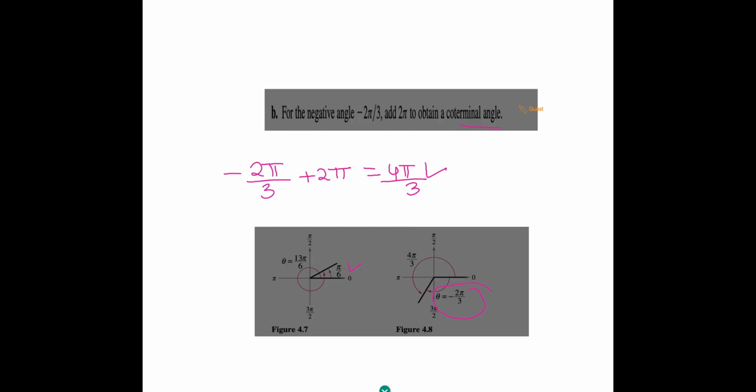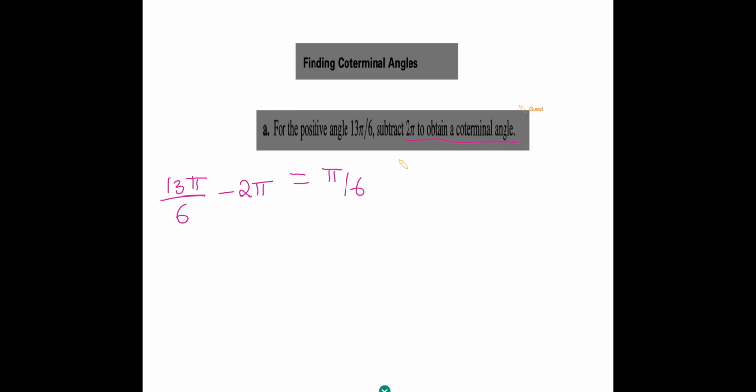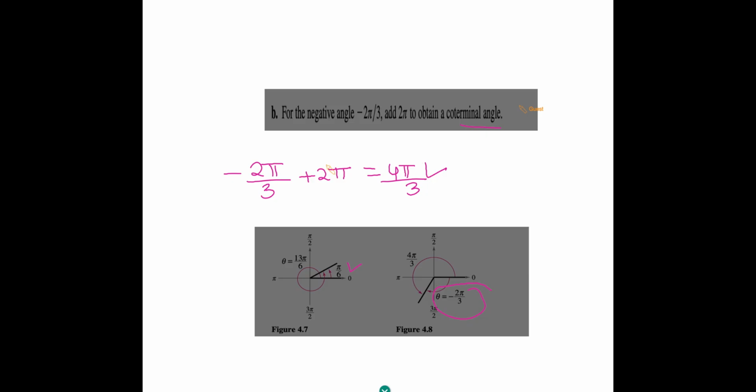So, finding the coterminals. For the first one, the angle is 13 pi over 6. We subtracted 2 pi and got pi over 6. To obtain the coterminal of the positive angle 13 pi over 6, we subtracted 2 pi. And here we have the negative angle, negative 2 pi over 3. In this case, we add 2 pi and get the coterminal angle, which is 4 pi over 3. Understood how we are getting this?